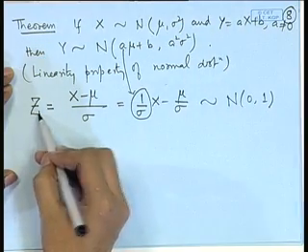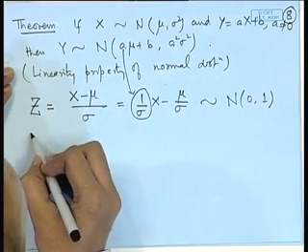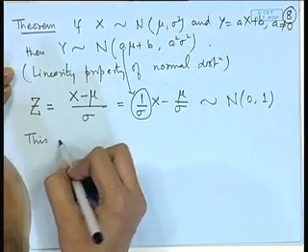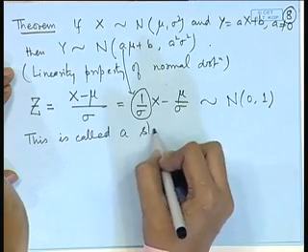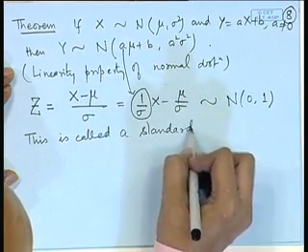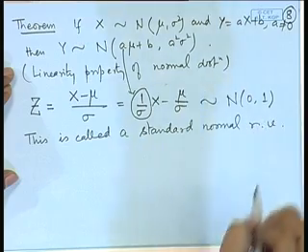A random variable z which has a normal distribution with mean 0 and variance 1 is called a standard normal random variable.